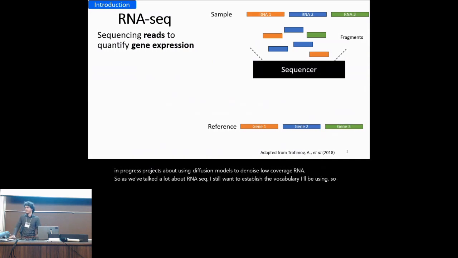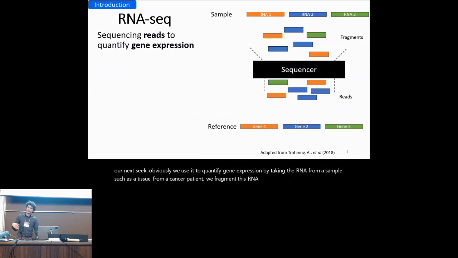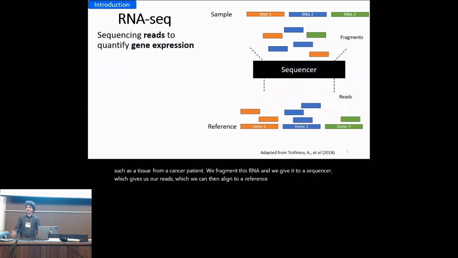So RNA-seq, obviously, we use it to quantify gene expression by taking the RNA from a sample, such as a tissue from a cancer patient. We fragment this RNA and we give it to a sequencer, which gives us our reads, which we can then align to a reference transcriptome. And counting each of the reads for each of the genes gives us our transcriptomic profile.